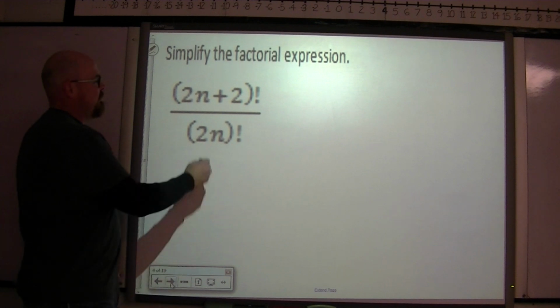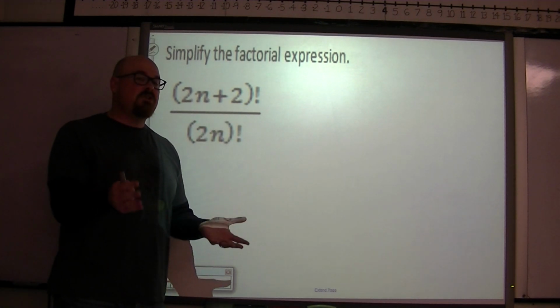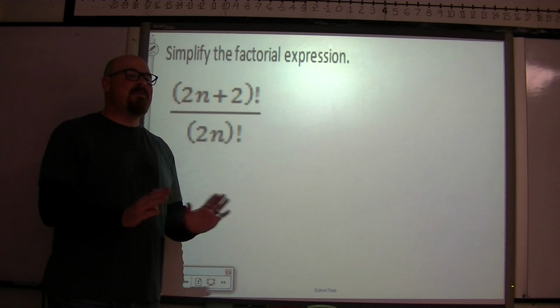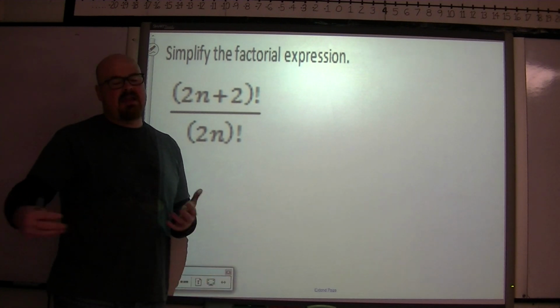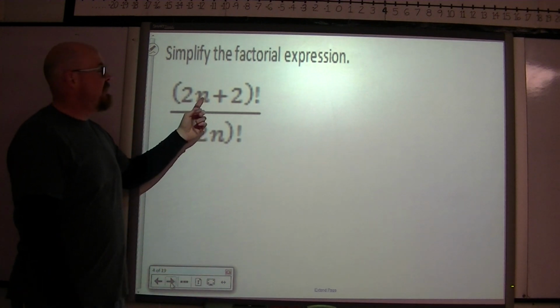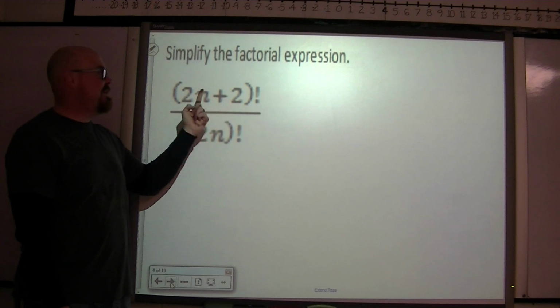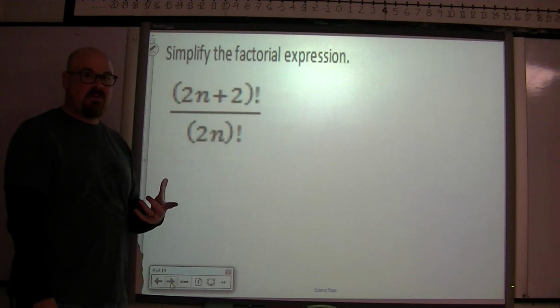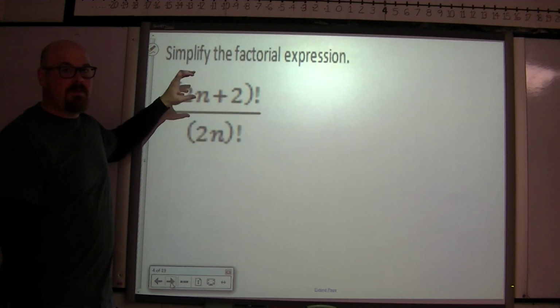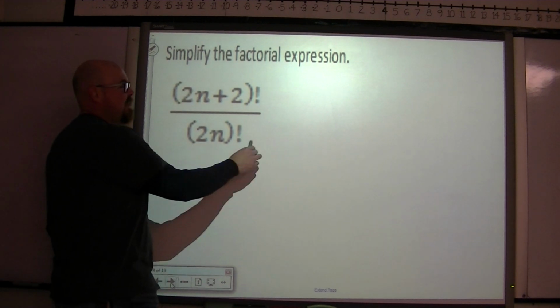Here are my factorials: 2n plus 2 and 2n. Captain Obvious, which one of those is bigger? It doesn't matter, right? We're not talking about n in terms of negative numbers. I guess I should throw that disclaimer out there, right? It doesn't matter what n is as a positive number. If I'm adding 2 to it, this is bigger than that, which means this factorial completely contains this factorial. So I don't need to write this entire thing out.